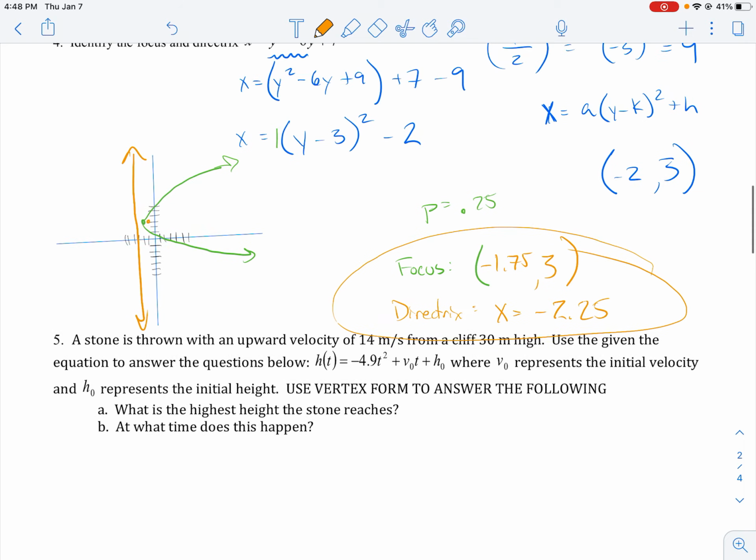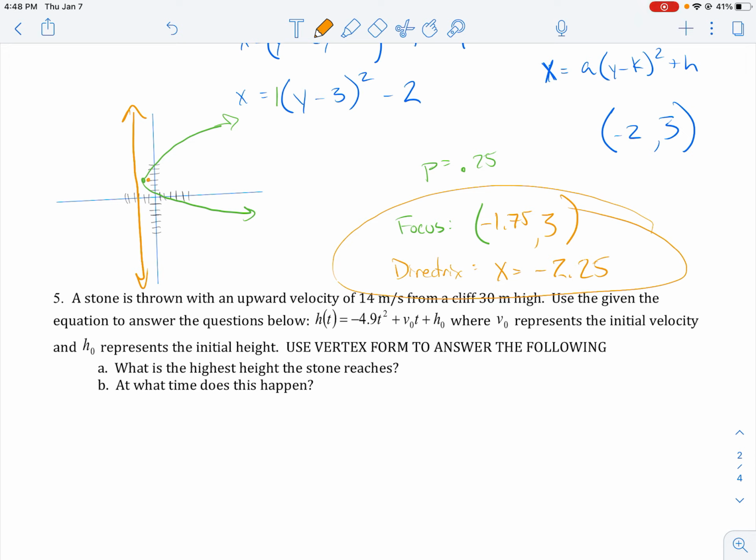Okay, last one. Somebody's throwing stones, right? Don't be throwing stones next to windows, just giving you some advice. So a stone is thrown with an upward velocity of 14 meters per second from a cliff 30 meters high. Use the given equation to answer the questions below. Here's our equation where v naught represents the initial velocity and h naught represents the initial height.